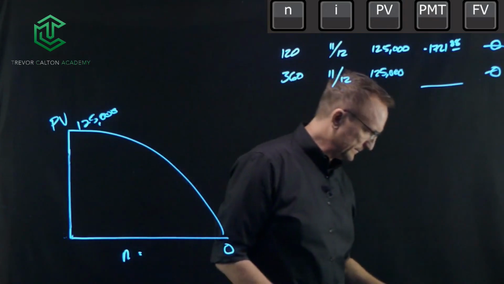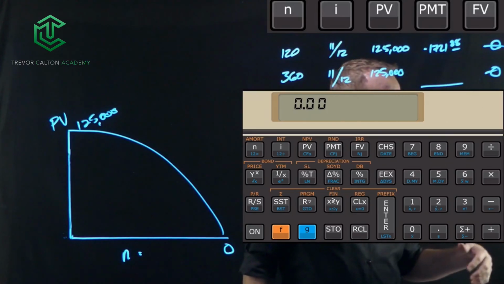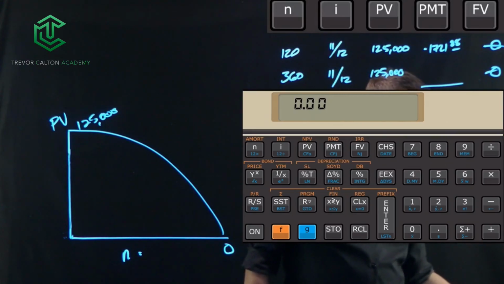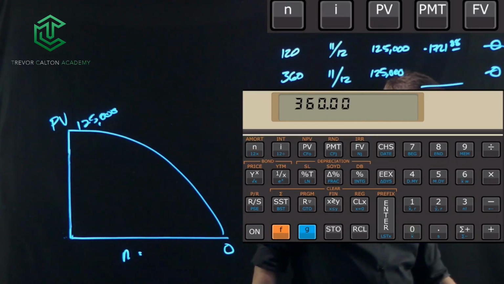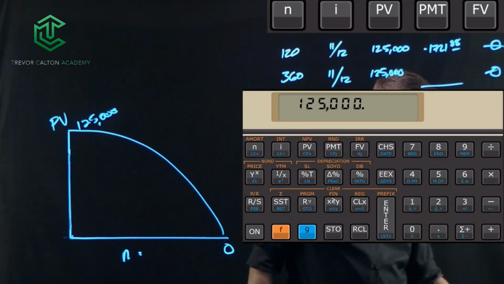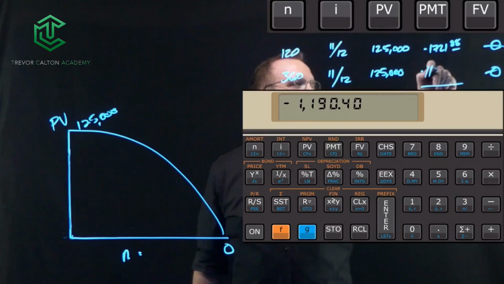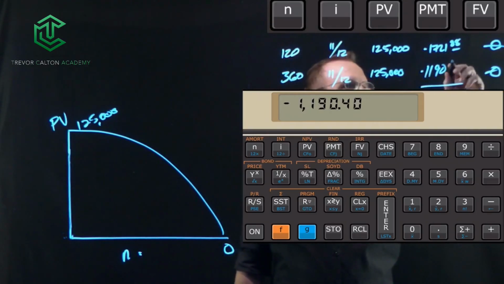Let's punch that in. Now, if you already had these in your calculator, you could just go back and change the N and then resolve for payment. But I'll start over from the beginning. So we have a 30-year loan now, GN, makes it 360 months, 11% GI to get the interest rate. $125,000 is our present value. 0 is our future value. Solving for payment, we get $11.90 and 40 cents.